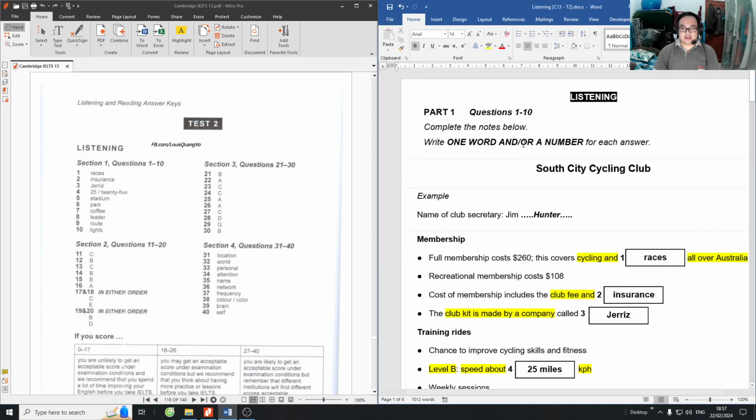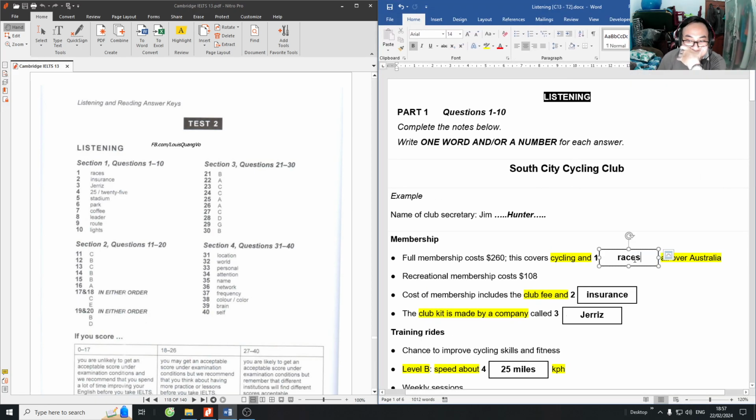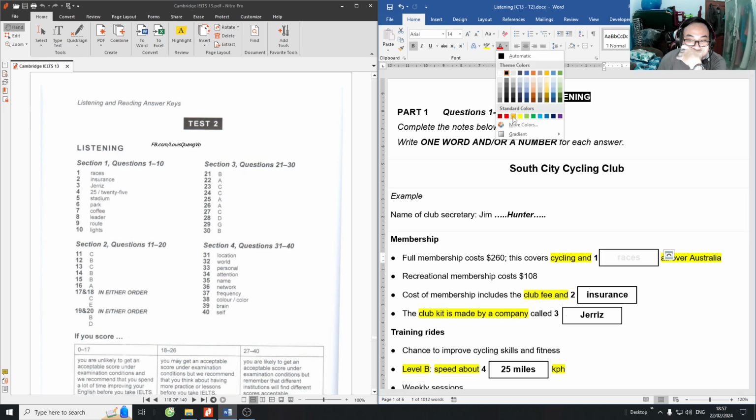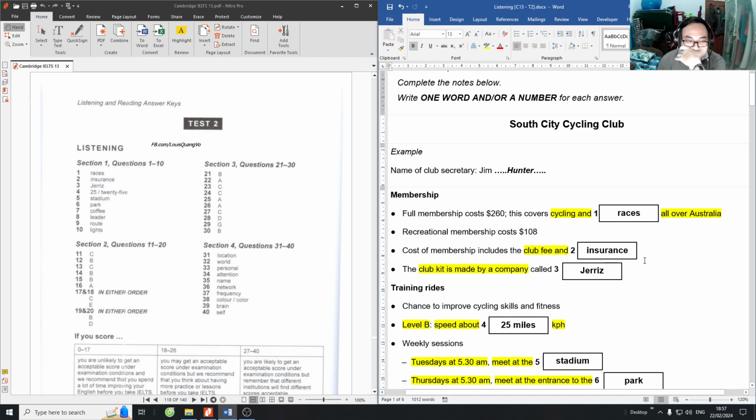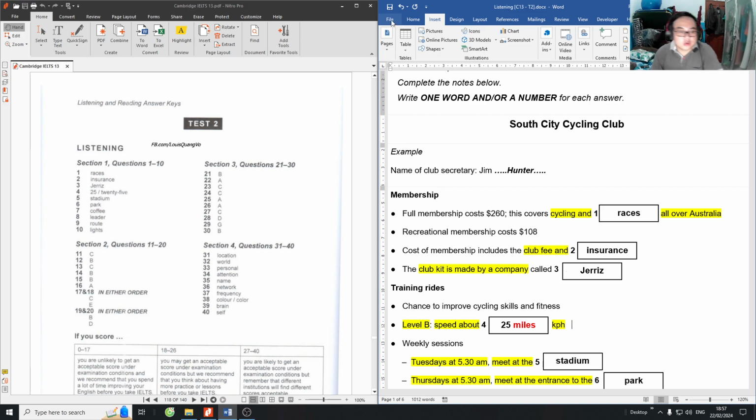I hate this, man, but I gotta do it. Where is this? You see, only 25? No miles? Oh my God. And this is one of the wrong answers, man. It should be only 25, not miles, right? So I'm gonna insert the symbol here, a wrong symbol.